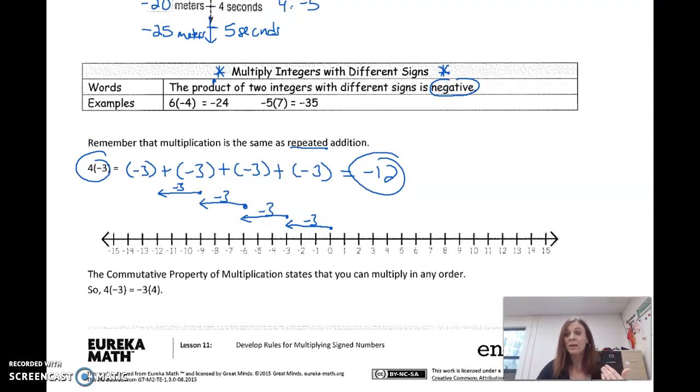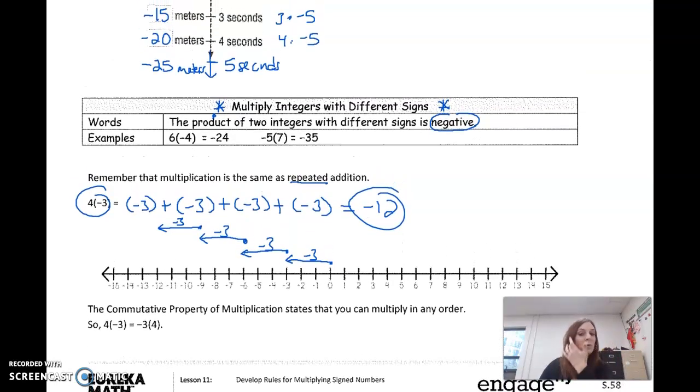Now, remember, multiplication is commutative. Commutative means we can change the order. So the commutative property of multiplication states that you can multiply in any order. So if you have 4 times negative 3, that's going to be the same thing as negative 3 times 4. If I wrote 4 negative 3s on this side and 4 negative 3s on this side, it's going to be the same thing. Okay, so multiplying integers with different signs: if one's positive, one's negative, doesn't matter which is which, your answer is always going to be negative.